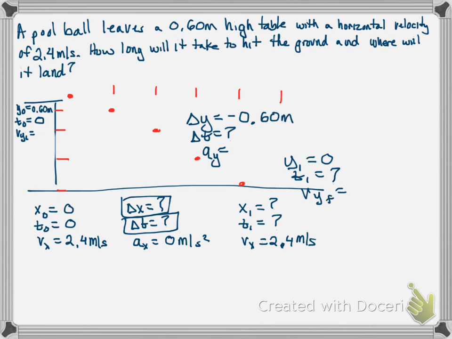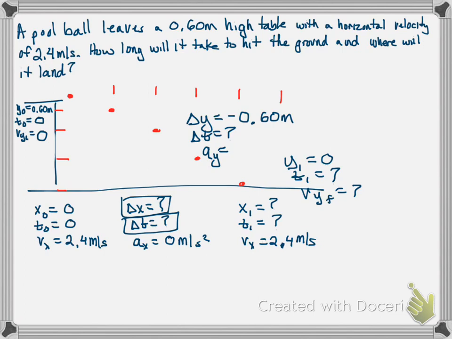I do know delta y, which is negative. Negative because it travels down, and also because final minus initial would be 0 minus 0.60. Vyi is 0 because it doesn't have any vertical velocity at the moment that it leaves the table. It doesn't start moving in the vertical direction until some amount of time has gone by. And I do not know Vy final.